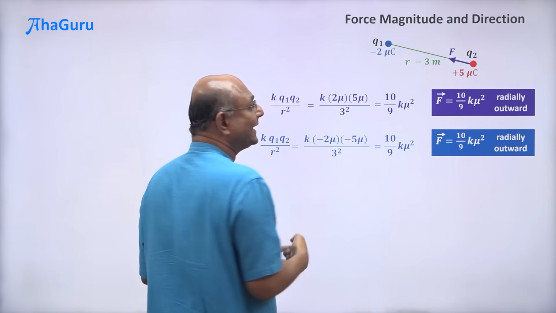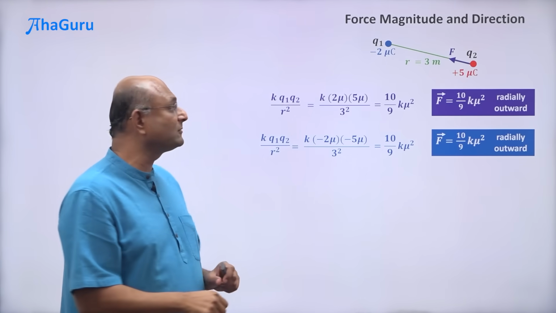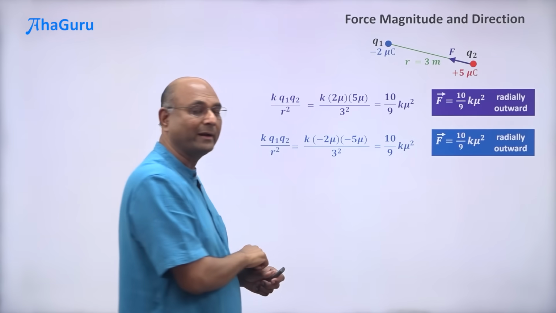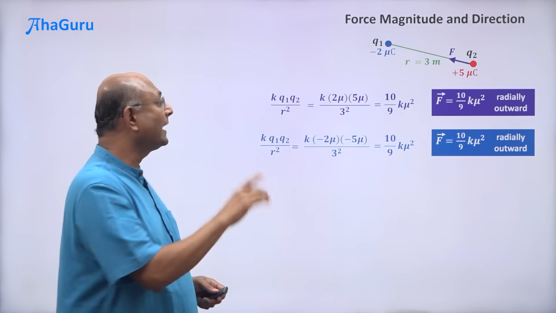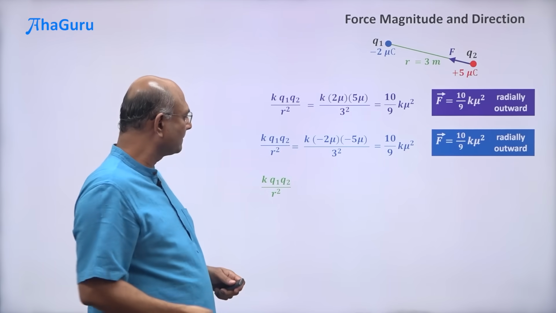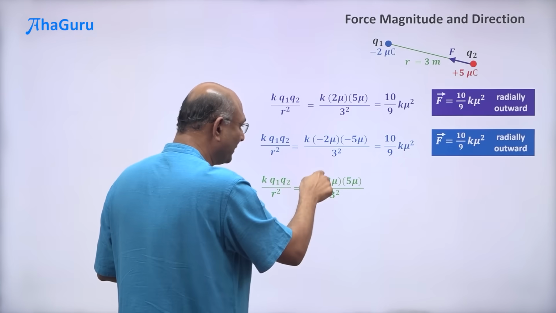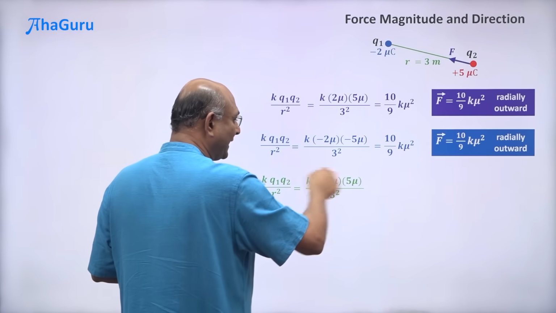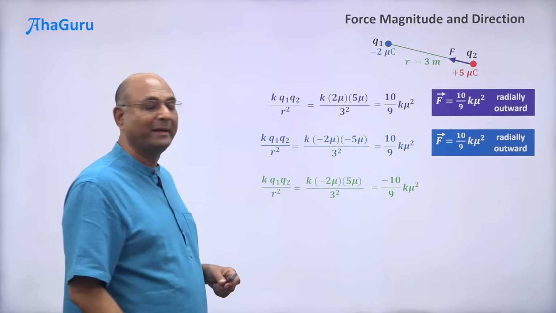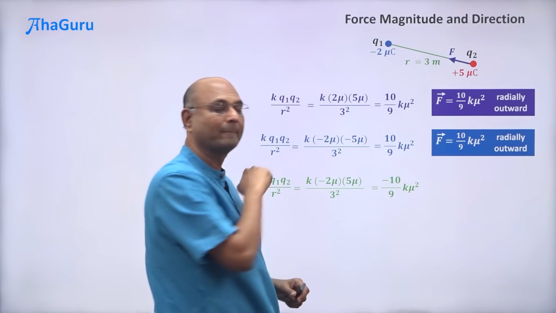The force is going to be in that direction, right? It is an attractive force. The magnitude of the force will be k into 2 micro into 5 micro by 3 squared. But I don't want the magnitude of the force. I want k q1 q2 by r squared. I want to calculate this. What is this? Well, this is k into minus 2 micro into plus 5 micro by 3 squared. This is going to give me minus 10 by 9 k micro squared. I get a negative number here.